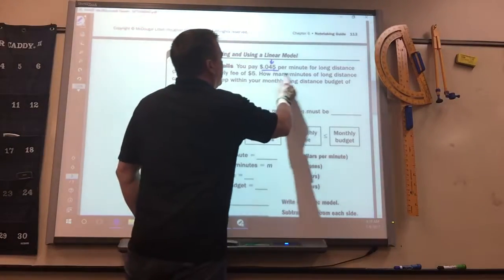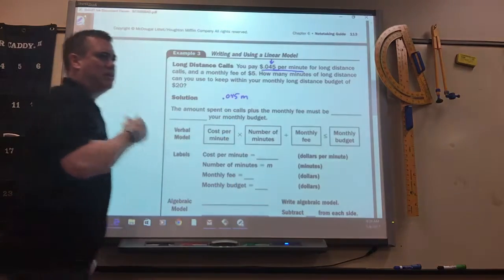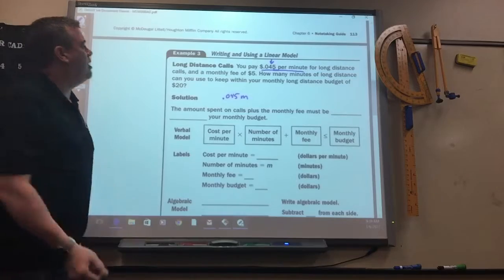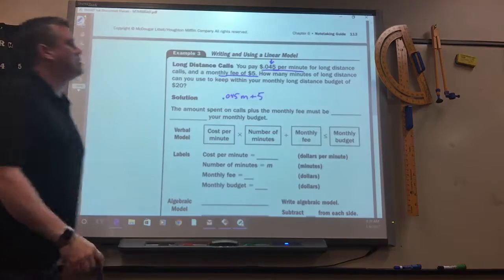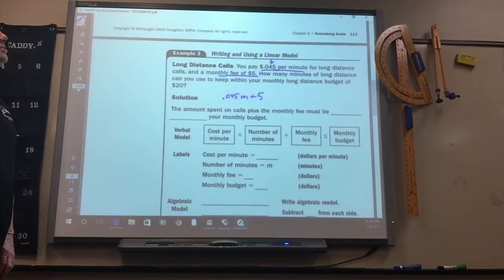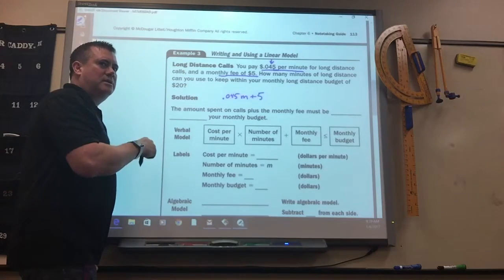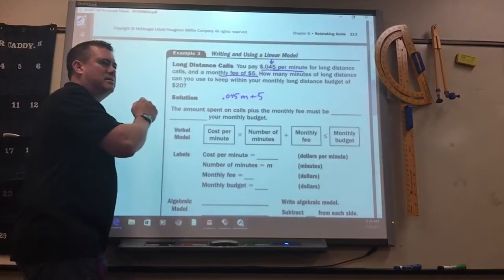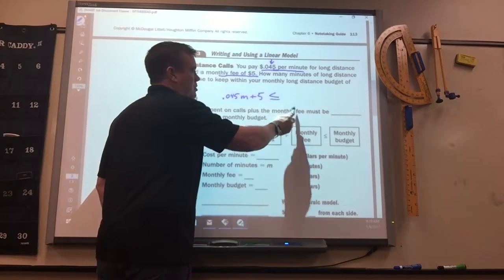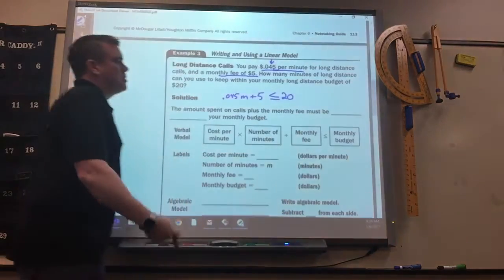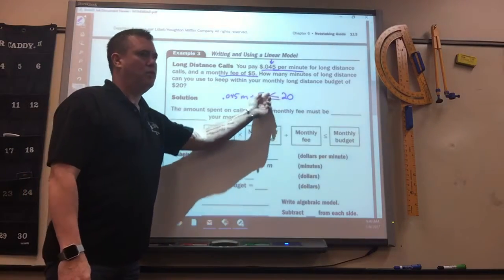Okay, so that's every minute. So we got to take 0.045 times every minute to figure out what that adds up to. Then you got to pay $5 monthly fee. I wish it was still $5 a month. So how many minutes can you use to keep your monthly long distance a budget of 20? So that means you don't want to go over 20. So what sign would you put? Less than or equal to 20. So there's the equation. This times every minute plus the monthly fee, you want to keep it under or equal to $20.